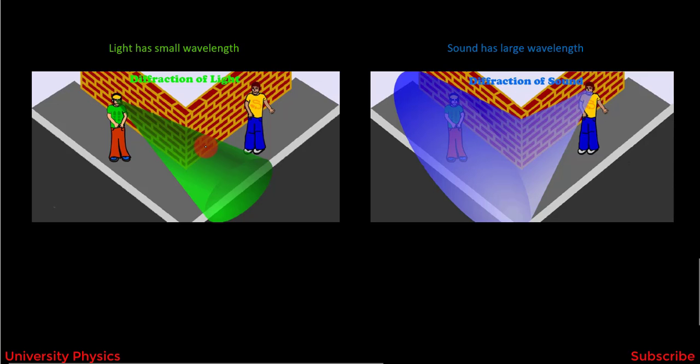But light falling on the corner bends very little as compared to the bending of sound. It is because of the difference in wavelength. The wavelength of light is very small as compared to the wavelength of sound. So this phenomenon is called diffraction of light. In the next lecture, we will discuss the types of diffraction. This is something about the diffraction of light.